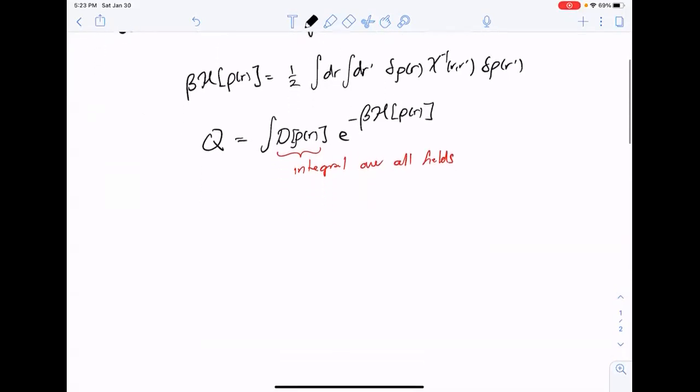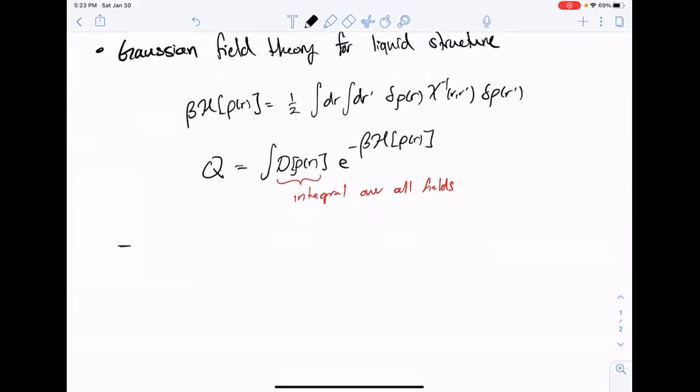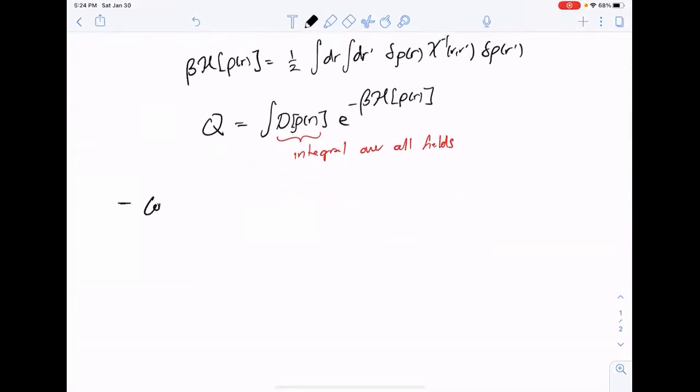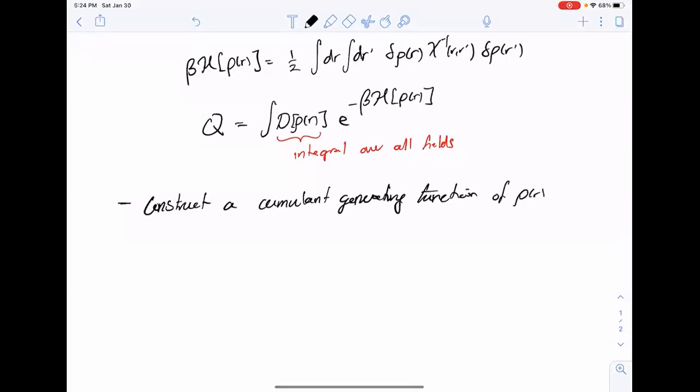So to do that, it will behoove us to introduce an external field whose expectation will give access to a cumulant generating function for moments of the density field. And we know that that chi function, that correlation function, is just a second cumulant of the density field. So let's call the field phi of r.